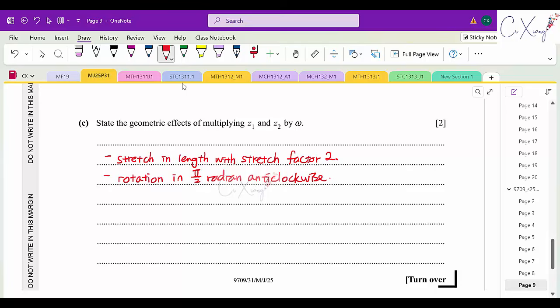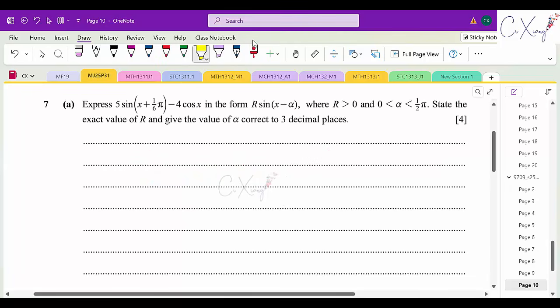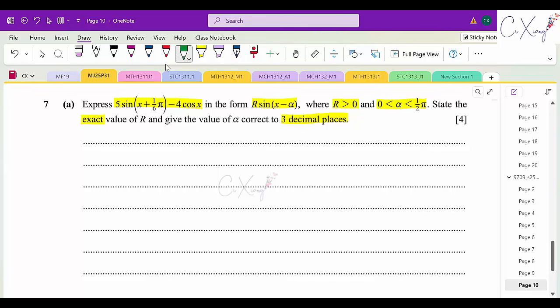Yeah, so this is how we solve this question. Question number 7. They want us to express this one in this form. Okay, r is greater than 0, alpha is in the first quadrant. State the exact value of r, then alpha to 3 decimal places. Okay, so for this one, before we can change it to the r sine x minus alpha form, we have to try and expand this compound angle first, right?